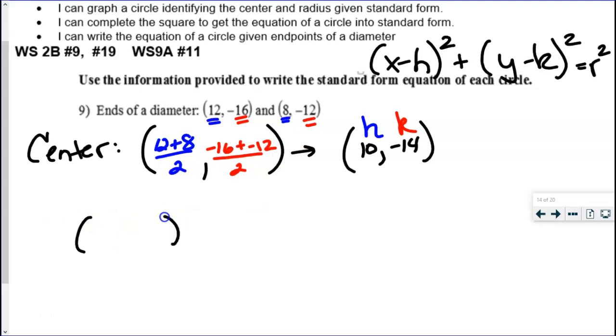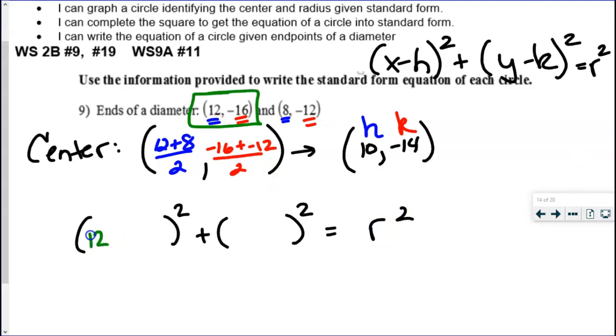So let's do that. You just got to pick your favorite ordered pair, which I don't really have one. But I'm going to choose one. I'm going to choose this ordered pair right here. So I'm going to say 12 and then minus h, which we just found to be a 10. And then the negative 16 minus, now we just found k to be a negative 14, so I'm going to do this double negative thing. And then watch what happens. It kind of just all works out. This is 2 squared, so that's a 4. Plus this is 2 squared, that's a 4. So it turns out our radius squared is 8.